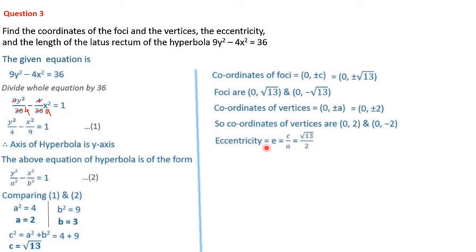Next, eccentricity is equal to c by a. c is root 13 and a we have calculated as 2. So root 13 by 2. Next is the latus rectum, the formula is 2b squared by a. a is 2, so 2 into b squared is 9, over 2. 2 into 9 by 2, then the 2 cancels, and we have the answer as 9. So this is the latus rectum.